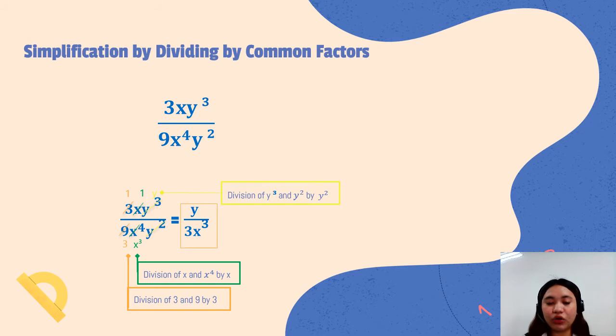So write all the remaining values, coefficients, and variables. In the numerator, we have 1, 1, and y. If the answer is only 1, no need to write it in the final answer. Next, in the denominator, we have 3 and x cubed. So the final answer is y over 3x cubed.